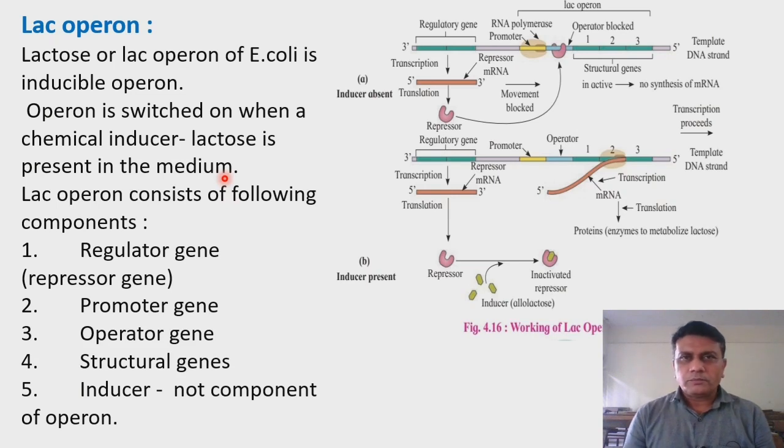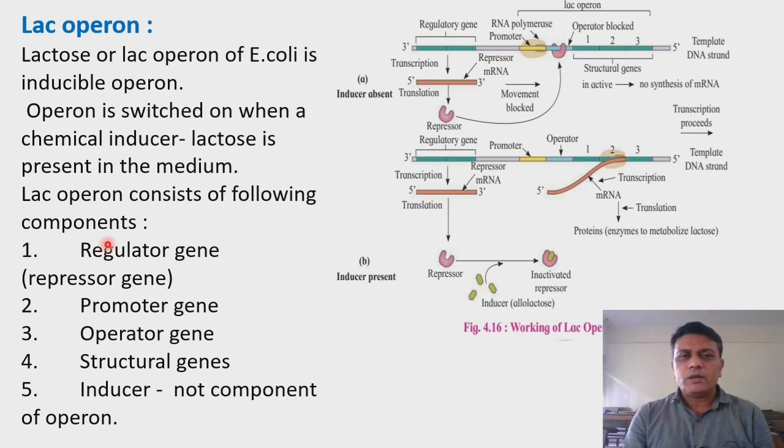Now when the inducer, that is lactose, is present in the surrounding medium, the lac operon gets switched on and produces three different types of enzymes, that is beta galactosidase, permease and transacetylase, and lactose metabolism occurs. So for this purpose the lac operon consists of the following components.